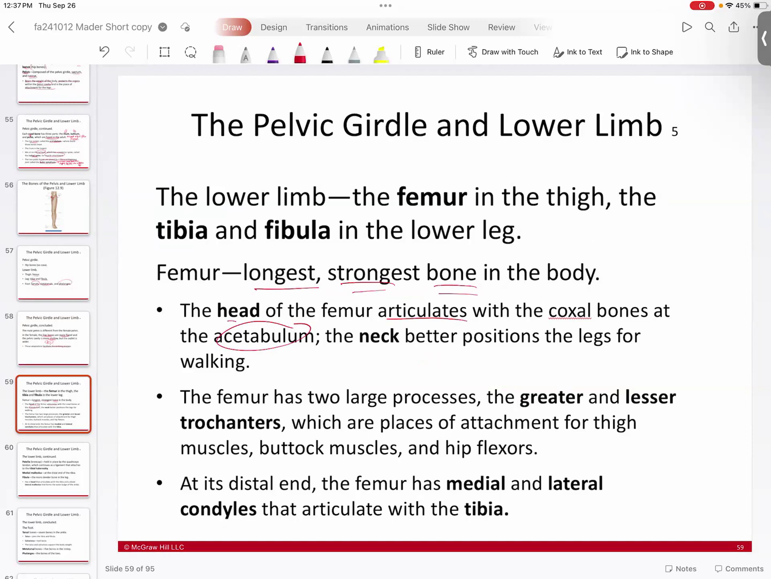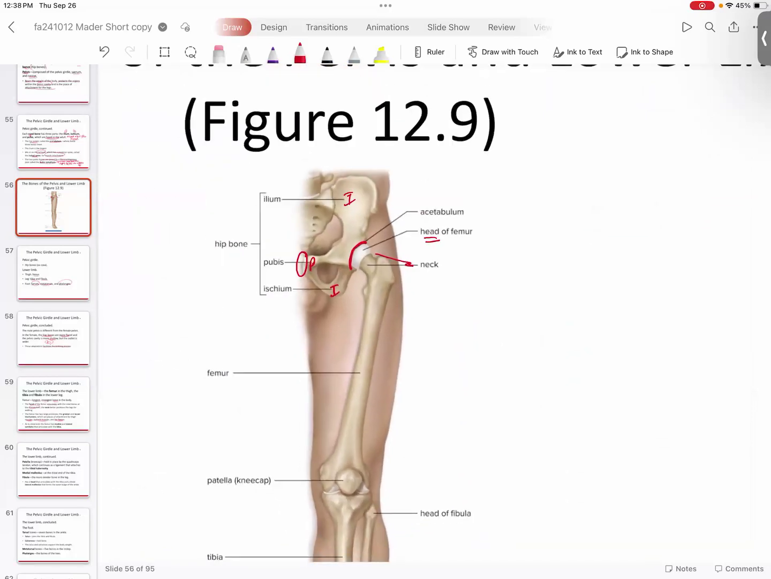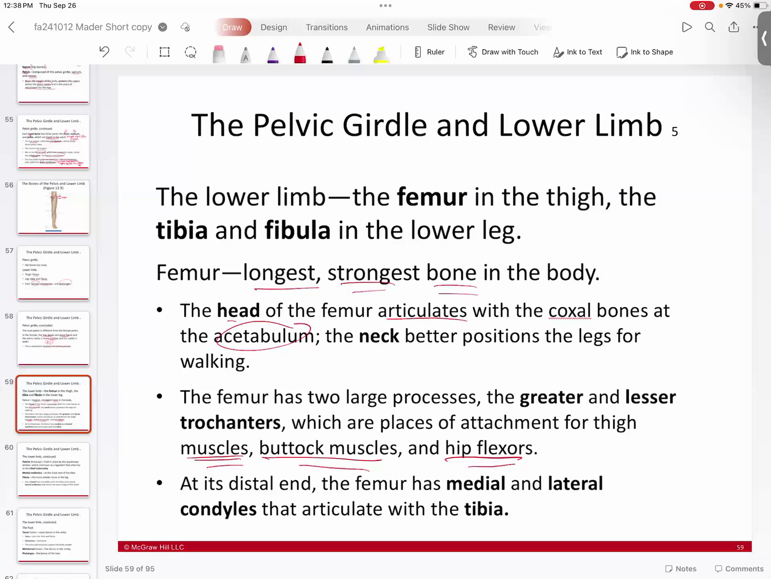The femur has two large processes, both greater and lesser trochanters. And these are attachments for your thigh muscles and also for your gluteal muscles and your hip flexors. So if you take a look at your femur, you'll typically see the greater trochanter and the lesser. Those are attachments. Then as we head distal, we get kind of down toward the knee.